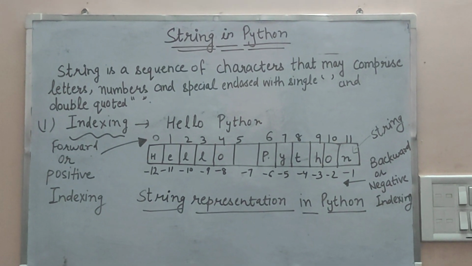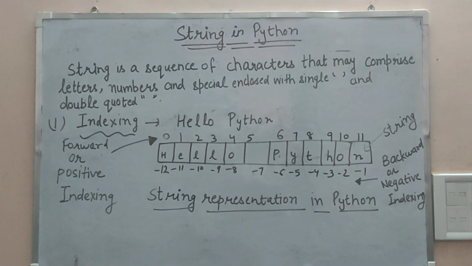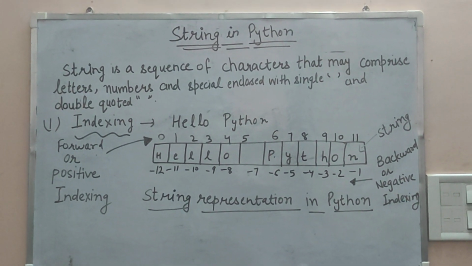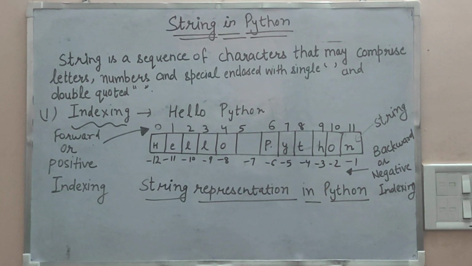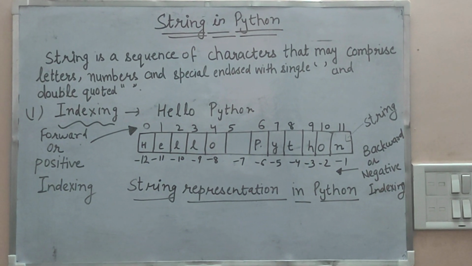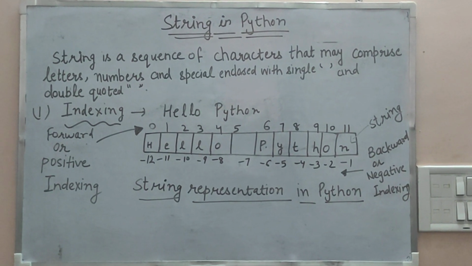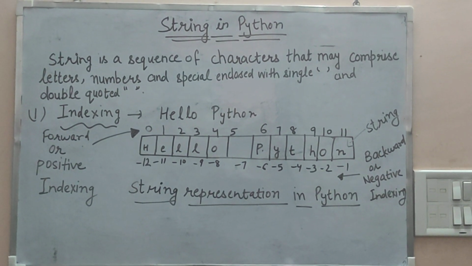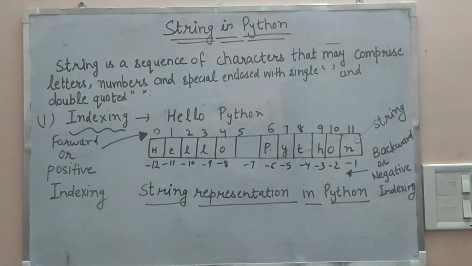So whenever we mention any kind of indexing in Python, we can represent a string according to two types of indexing. The first one is positive indexing and the second one is negative indexing. Positive indexing follows the forward direction and negative indexing follows the backward direction, as you can see.